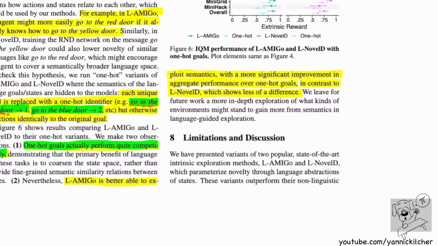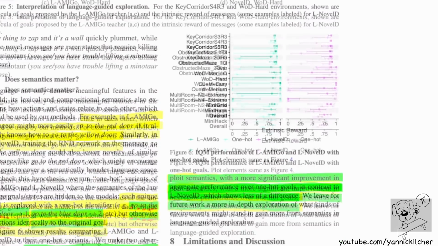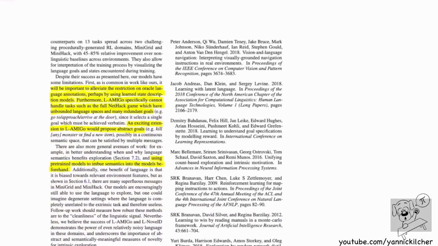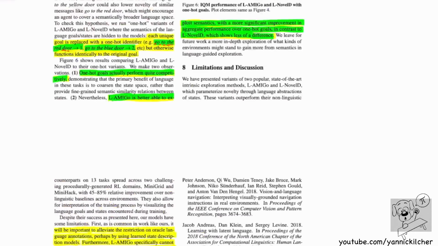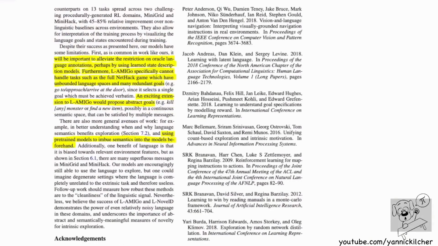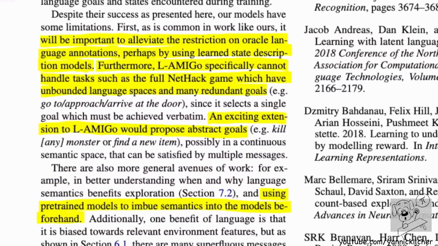Then the second thing is the AMIGo is better able to exploit semantics with a more significant improvement in aggregate performance over the one-hot goals, in contrast to novelty, which shows less of a difference. So at least one of the methods is actually able to exploit these semantics in the language, and that is a promising outlook if we now want to go ahead and use something like pre-trained language models in these, or something like Clip to even get the description out of the state itself. That would be really cool, or some sort of a Clip modified for reinforcement learning, so we don't need to rely on environments which have this language description already built in, because very, very few do, right?